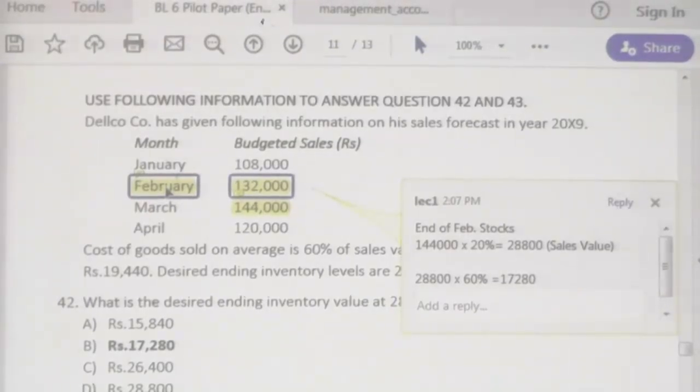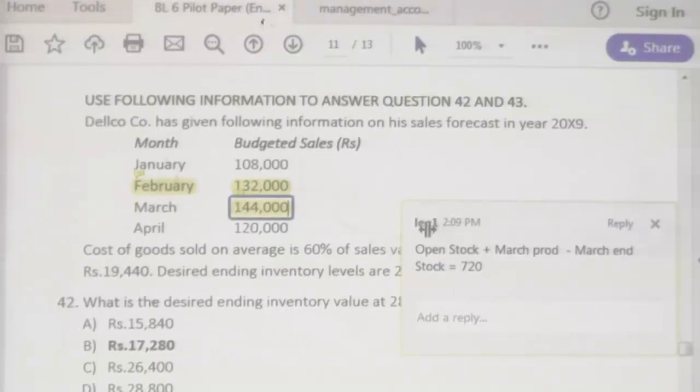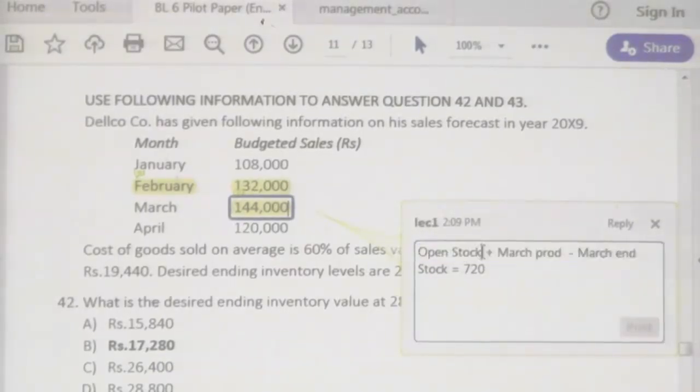Now March sales requirement 144,000. Divide by 200. That is 720. Now March sales requirement in quantity, 720. 20% out of that, 20% out of March sales requirement will be February end stock. Therefore, February end stock will be 144 units. That February end stock will be the March beginning stock, 144.